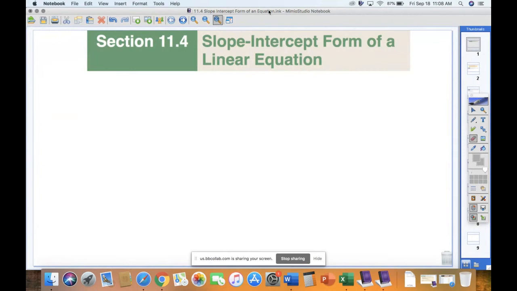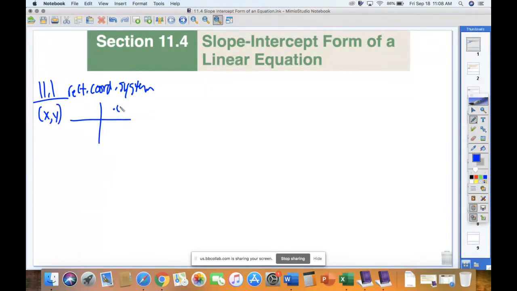There so far and take some notes over 11.4. So just as a refresher, in 11.1, the idea was the rectangular coordinate system. And we didn't do 11.1, but basically the idea is that we can create an ordered pair x and y, and we can plot that on a coordinate system. Okay, we have our x and y coordinates, and we can plot it.